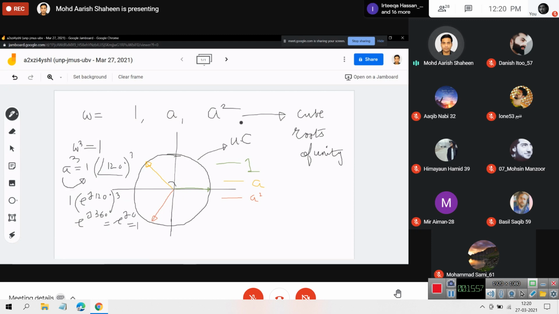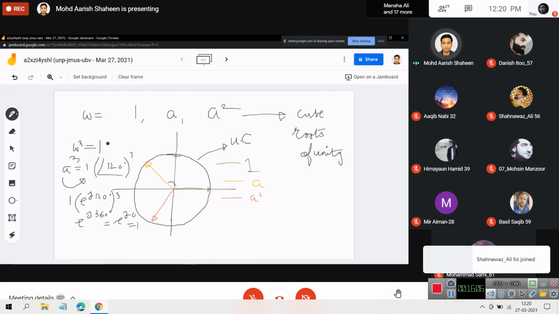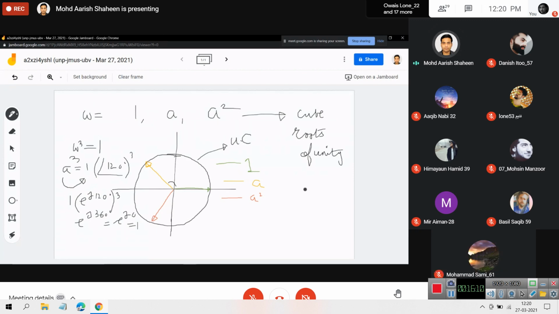The same is true for A square cube, because A square cube is obviously A cube raised to power 2, so it will be 1 raised to power 2, that is 1 again. Another thing that you can see is, what is the conjugate of A? Shabash. A square. Yeah, it is A square.